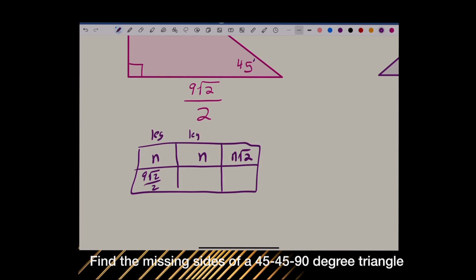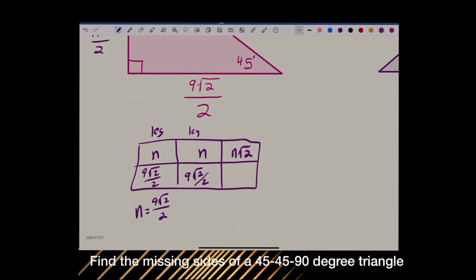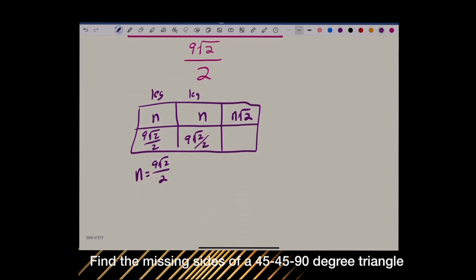Well, then I know the other leg, because the other leg is n, and now I know that n is equal to 9 times the square root of 2 over 2. So this is going to be 9 times the square root of 2 over 2. I can write that up there, because they're the same. Easy enough. Now I get down to this one. It's going to be n times the square root of 2. So I'm going to do that down here.